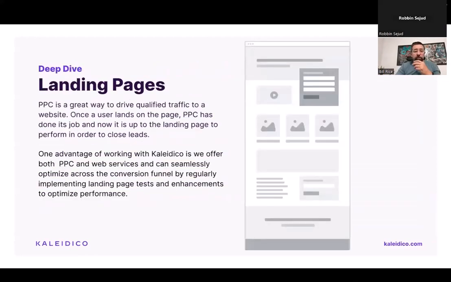Landing pages. Again, we weren't going to go too deep into this. I want to open it up for questions. Robin, do we have some questions queued up?